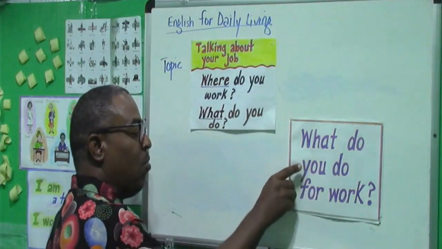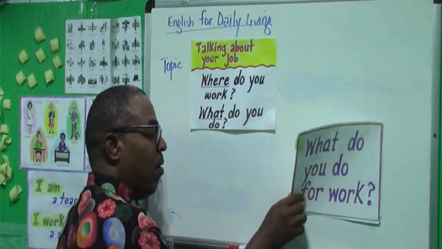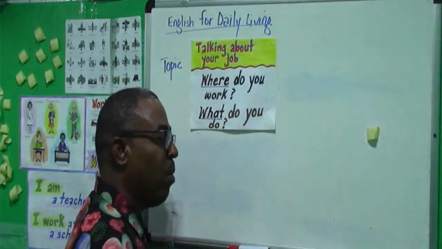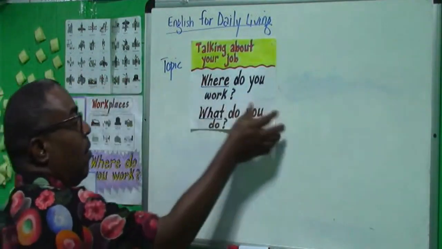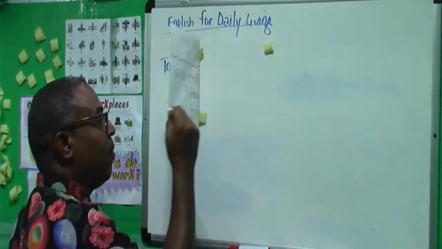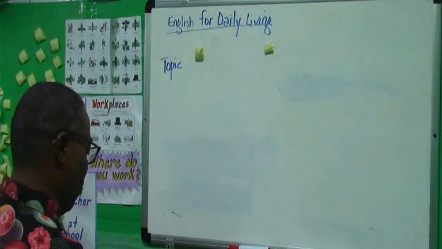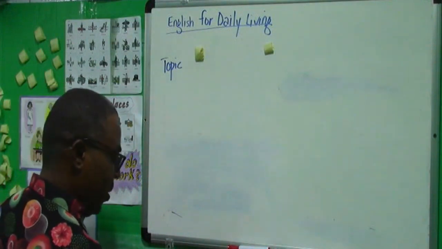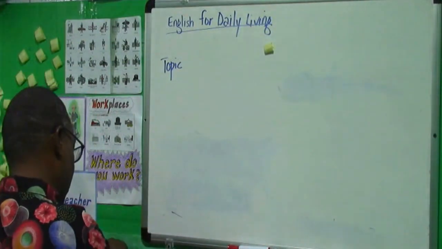All right, let's quickly remove our slides from the board and move on. Where do you work? What is your occupation? What do you do for a living? What do you do for work? Those are very important questions.